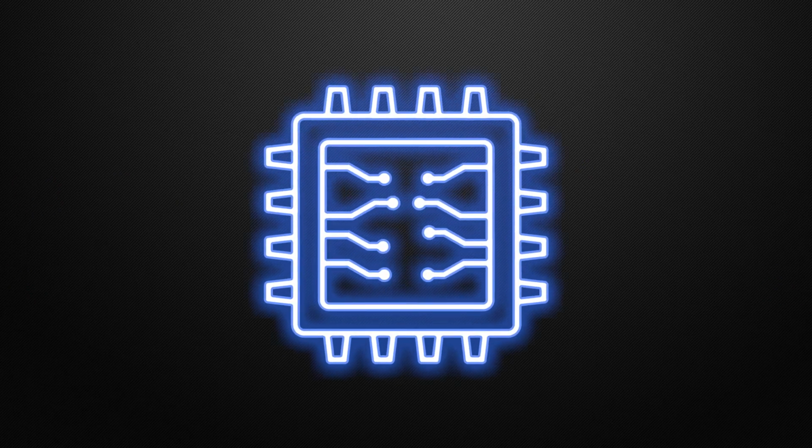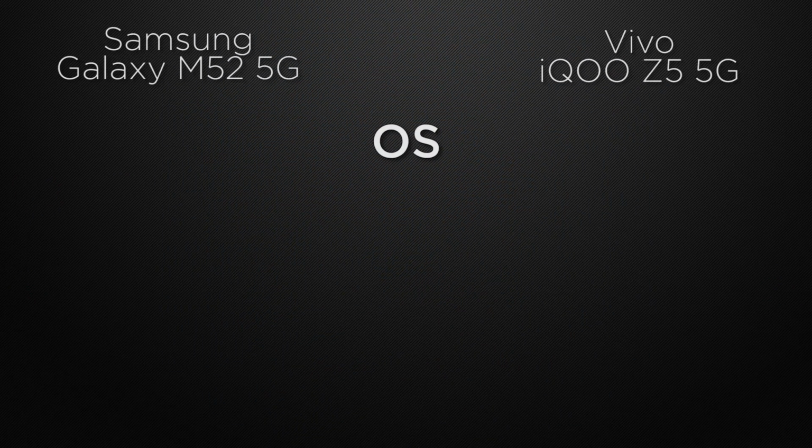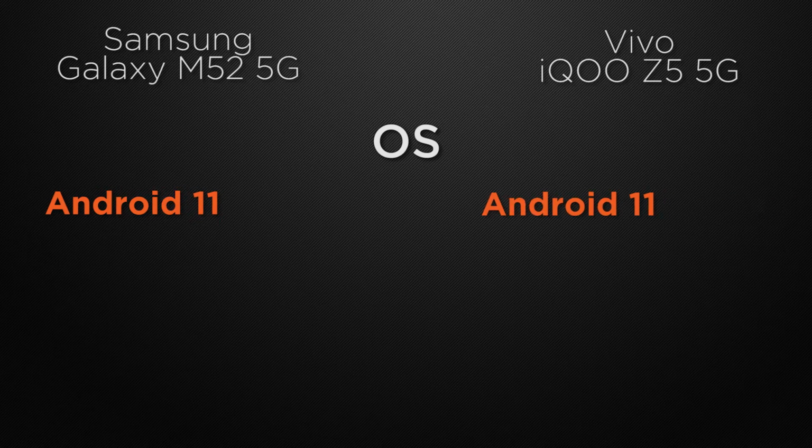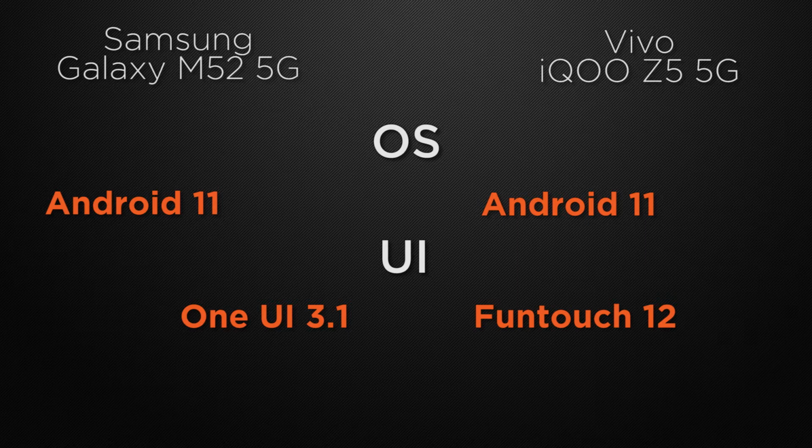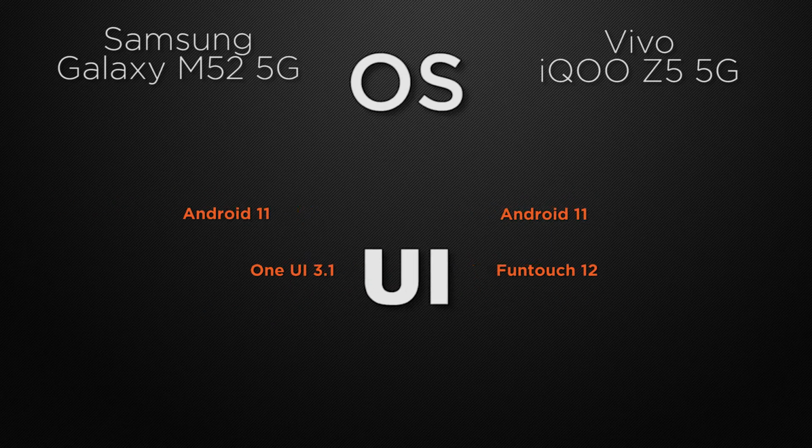Moving to the performance of the devices, let's start with the operating system. The M52 has Android 11 support. On the other side, the Z5 also has Android 11 support. So it's a tie. And about the user interface, the M52 has One UI whereas the Z5 comes with Funtouch OS. So it's a tie because both devices have different user interfaces, so it's up to you which UI you like or not.